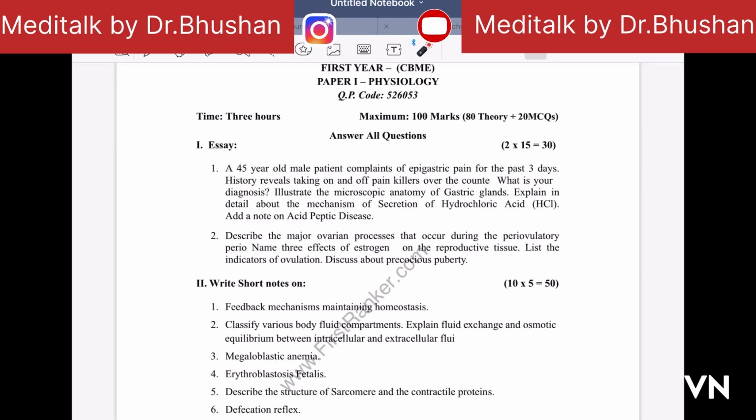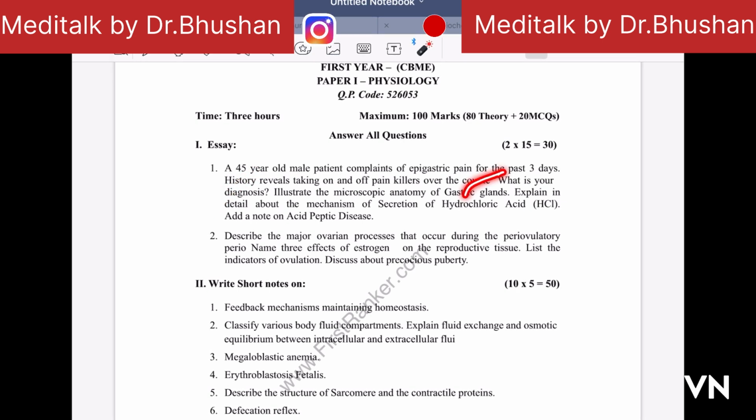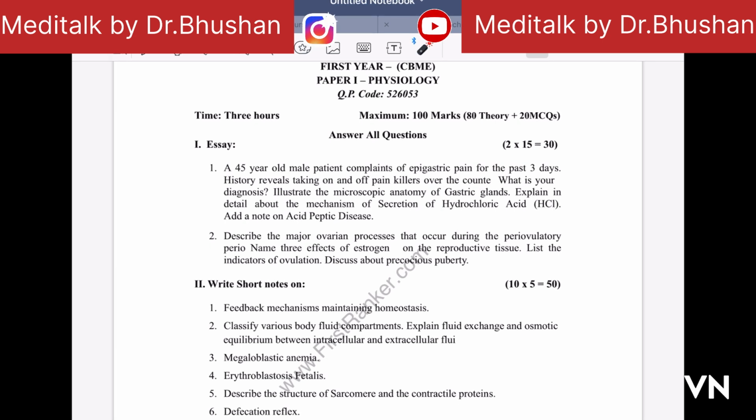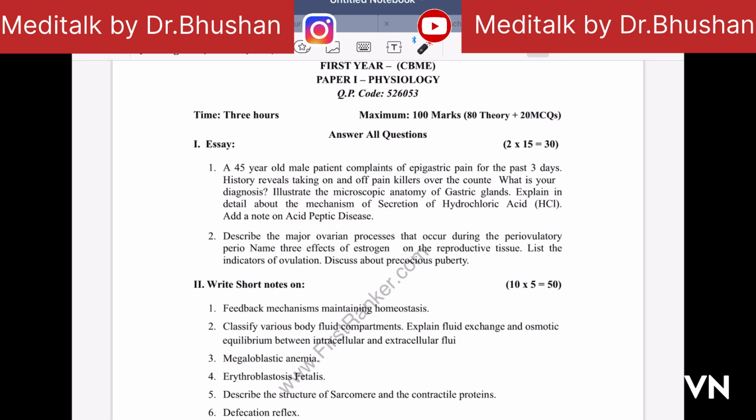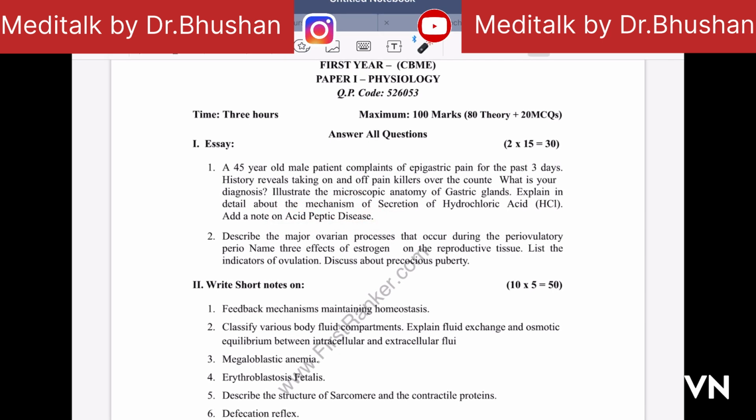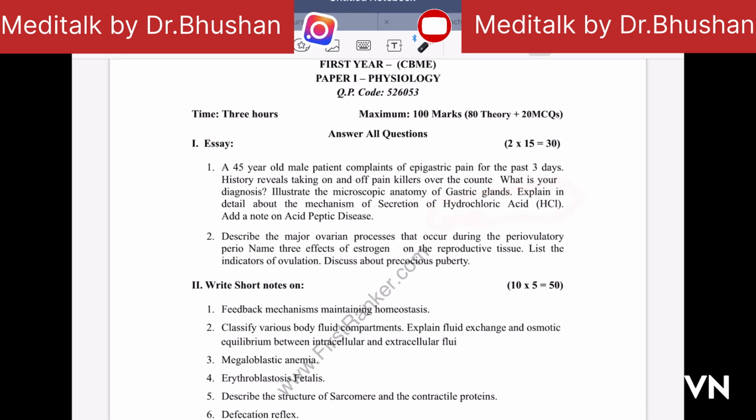What is your diagnosis? Illustrate the microscopic anatomy of gastric glands. Explain in detail the mechanism of secretion of hydrochloric acid. Add a note on acid peptic disease. This is a question on acid peptic disease. You have to read about secretion and regulation.